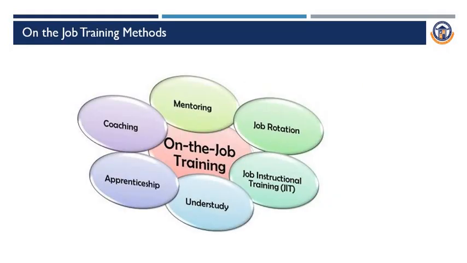First, let us discuss the methods in on-the-job training. First is coaching, next is mentoring, job rotation, job instructional training, that is JIT, understudy, and apprenticeship. First, coaching. Under this method, a superior or an experienced staff member gives instruction to the workers to perform a job. It is one-to-one training where workers can find answers to their queries through the instruction and demonstrations given by the superior.